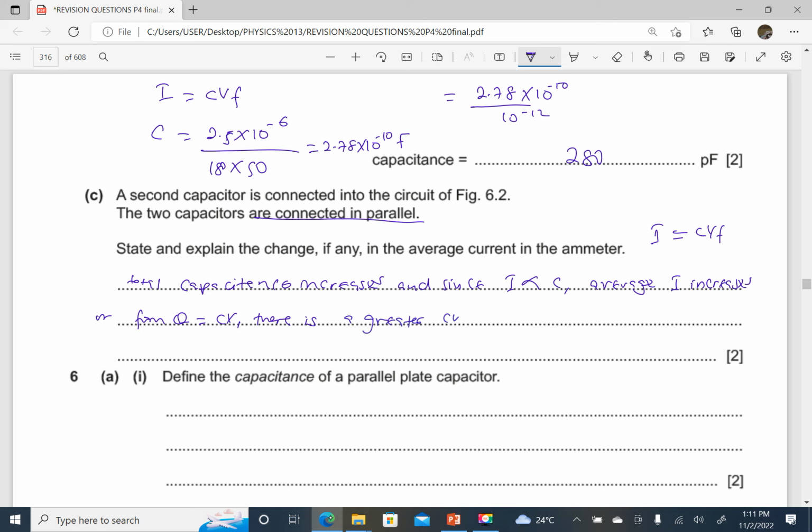There is a greater charge. And if there is a greater charge, it means for each discharge there will be a greater value of V, because I is going to be Q over T. From Q is equal to CV, since the capacitance is increased, there is a greater charge for each discharge, therefore there's a greater current.